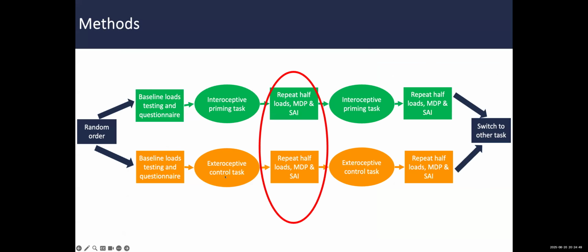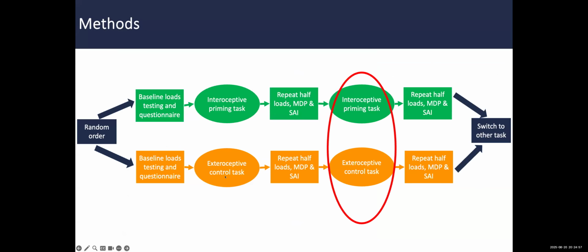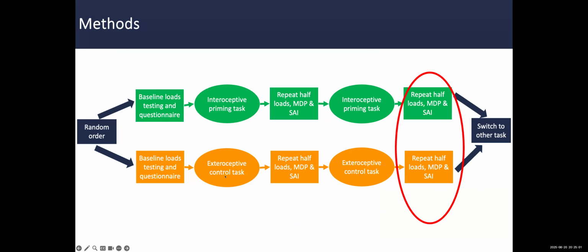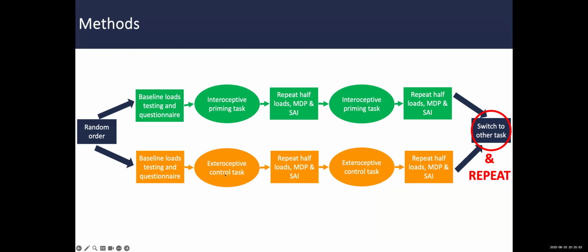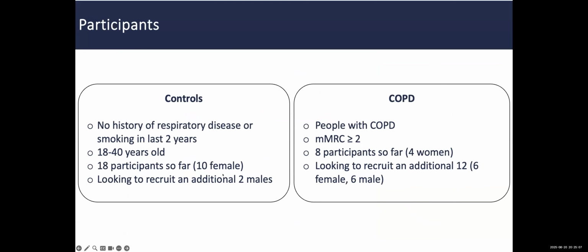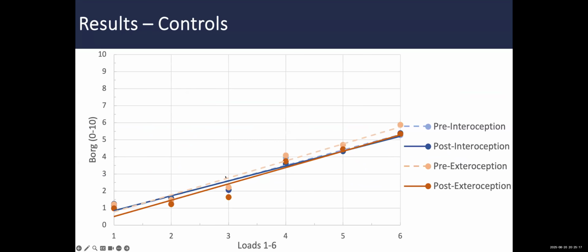Then we will repeat the loads testing and the 2 questionnaires to see if their breathing effort, breathing sensation, or mood has changed. Then we repeat the same task, loads and questionnaires again, and then we repeat the whole process again with the other task. So far we've collected data from 18 control participants and 8 COPD patients, with a goal of 20 participants for each group eventually.